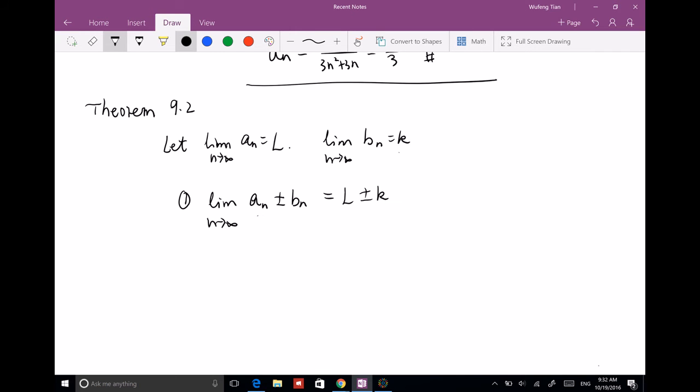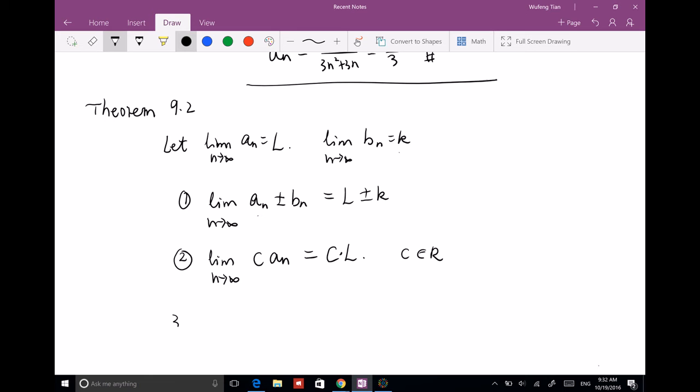Okay, second one: the limit as n goes to infinity of c times an. Since an converges to L, what does this one converge to? I'll ask another student. Eric, what does this one converge to? C times L. Very good. And c is a real number.